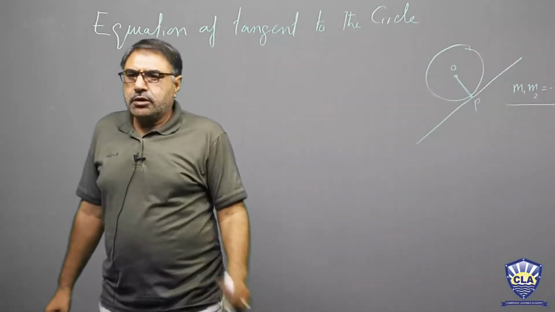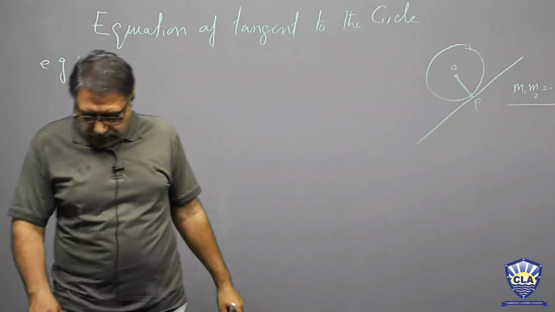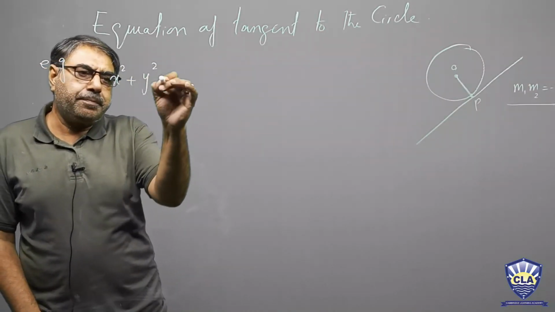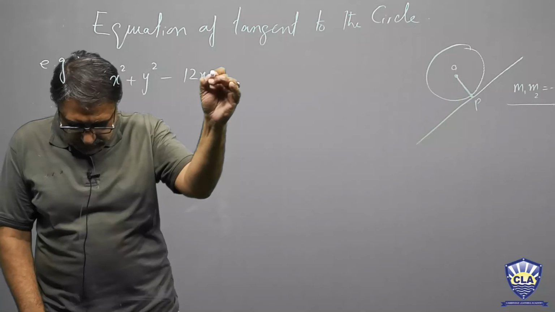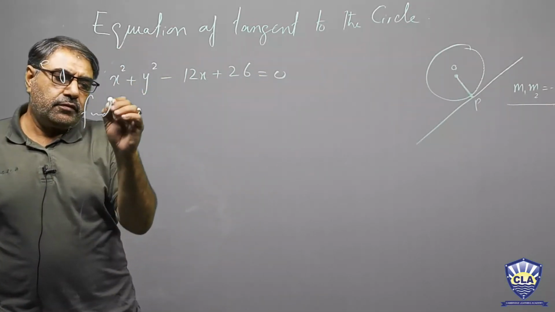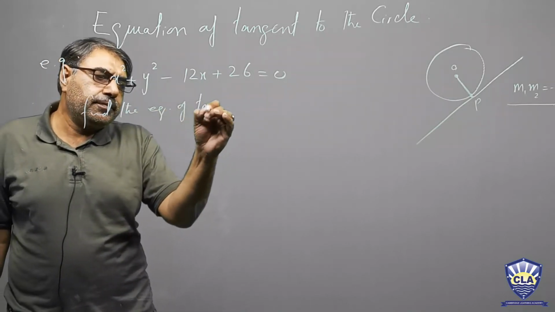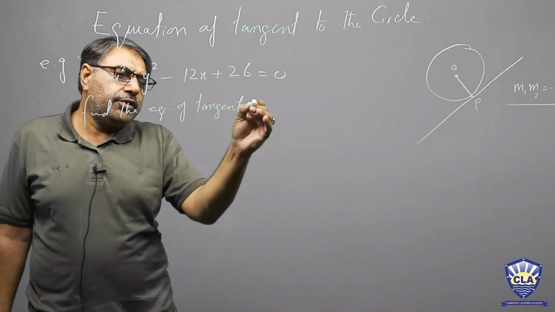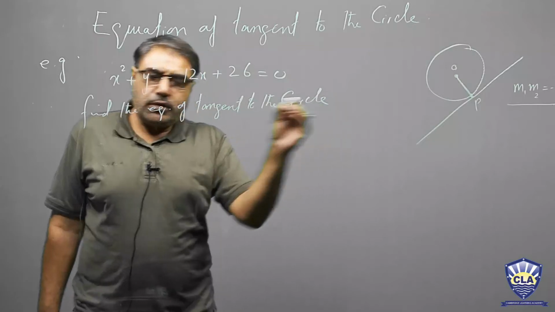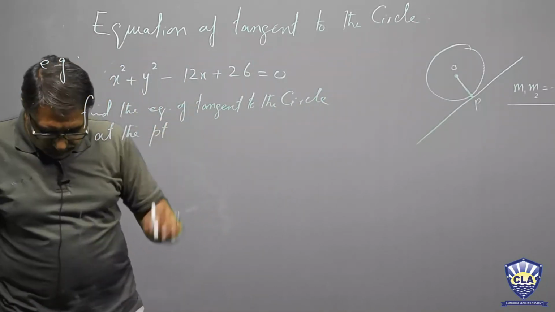Now, equation of circle example is: equation of circle given to you is x square plus y square minus 12x plus 26 equals to 0. Said find the equation of tangent to the circle at the point 3, 1.